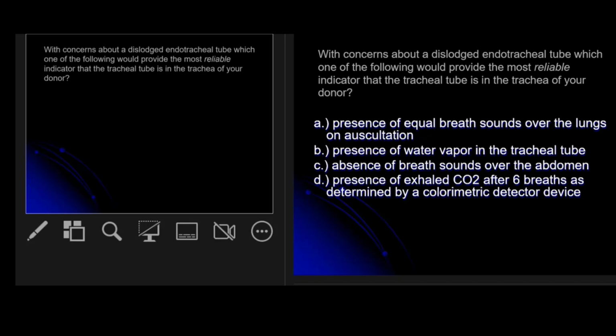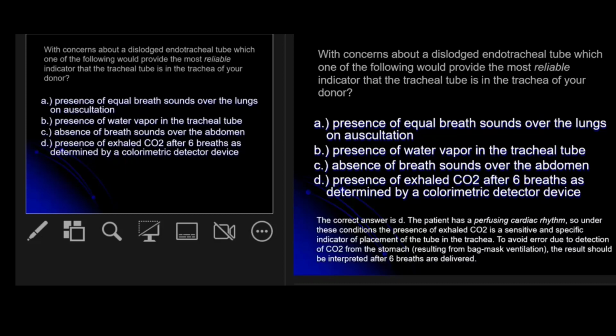oxygen delivery. All right, so here's the first question for you. With concerns about a dislodged endotracheal tube, which of the following would provide the most reliable indicator that the tracheal tube is in the trachea of your patient or your donor? And you guys can just read them and tell me what your answers are.